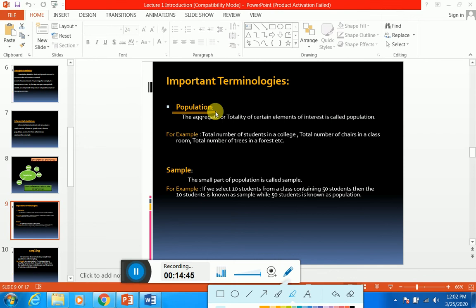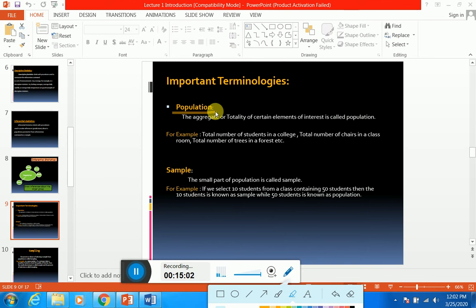All values, all aggregated data, the totality, the total of observations. Observation simply means values. Whatever you want to study as a whole is simply known as your population.